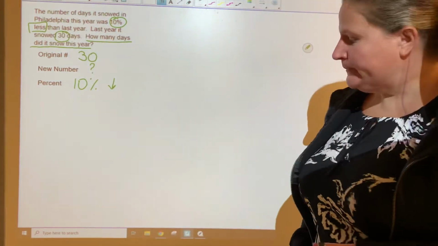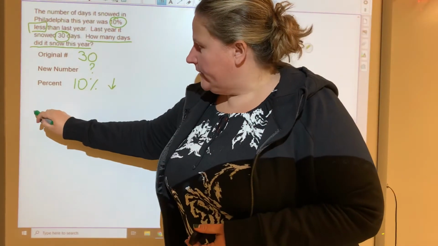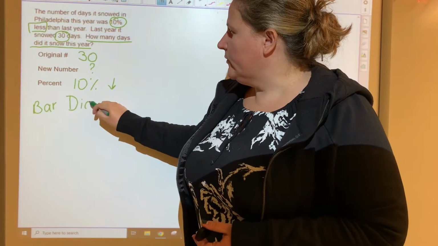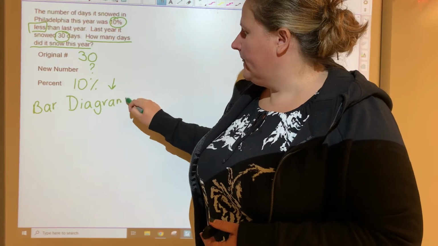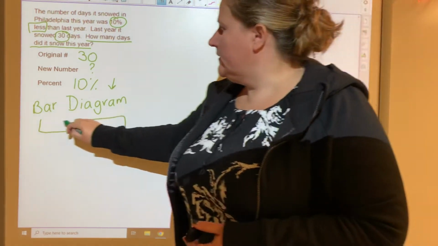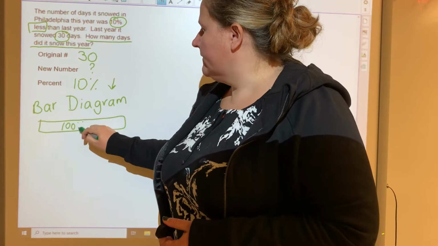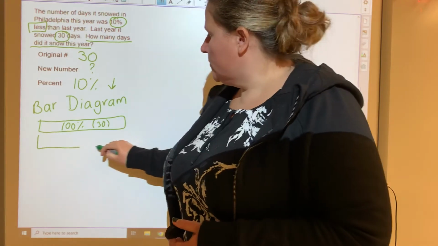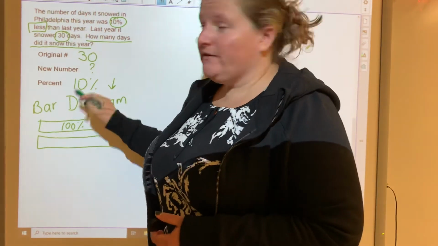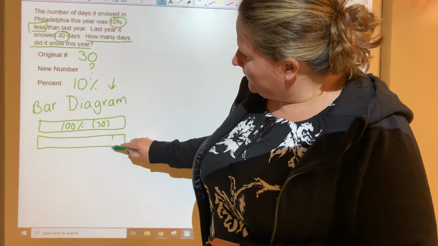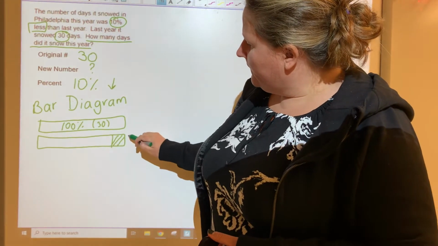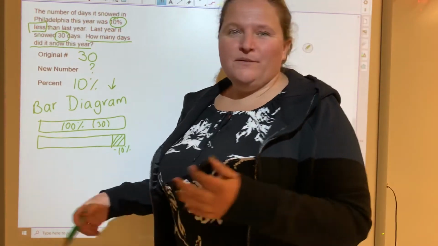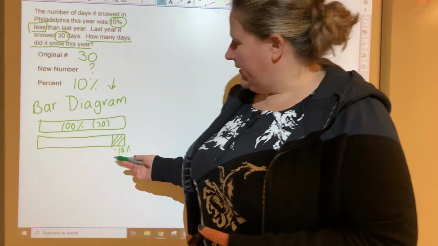So I can represent it by making my bar diagram, or my tape diagram, whatever we wanna call it. And I'm thinking I have 100% is my days last year, which was 30. This year, I have 10% less. So I'm gonna take 10% off. So I'm subtracting my 10%. So I have 30 and I'm taking away 10%.